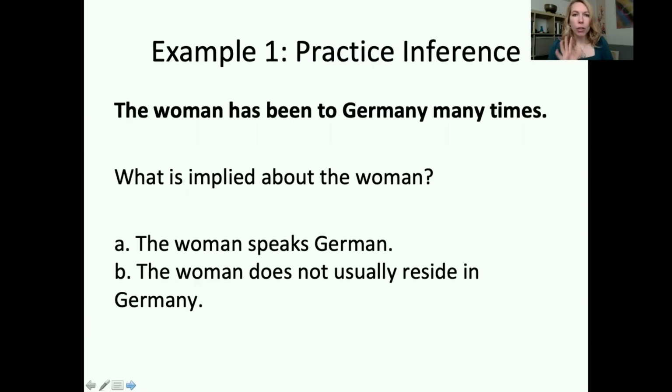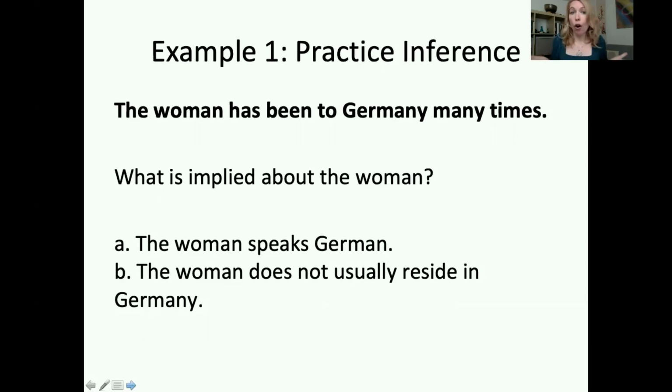Okay, so let's do a little practice with this. Here's our first example. And the text is really short. It's just going to be one sentence. And the sentence says, "The woman has been to Germany many times." Okay, what is implied about the woman?